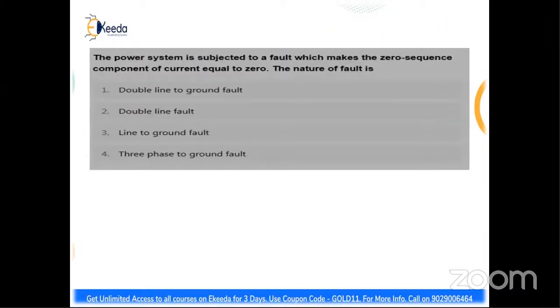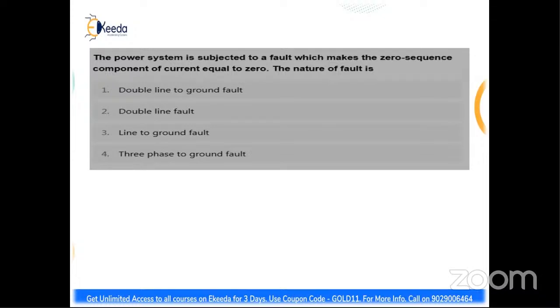The power system is subjected to a fault which makes the zero sequence component of current equal to 0. The nature of fault is, so what will be the right answer here? Double line to ground fault, double line fault, line to ground fault, three phase to ground fault. Before solving this, we have to understand what is zero sequence component.